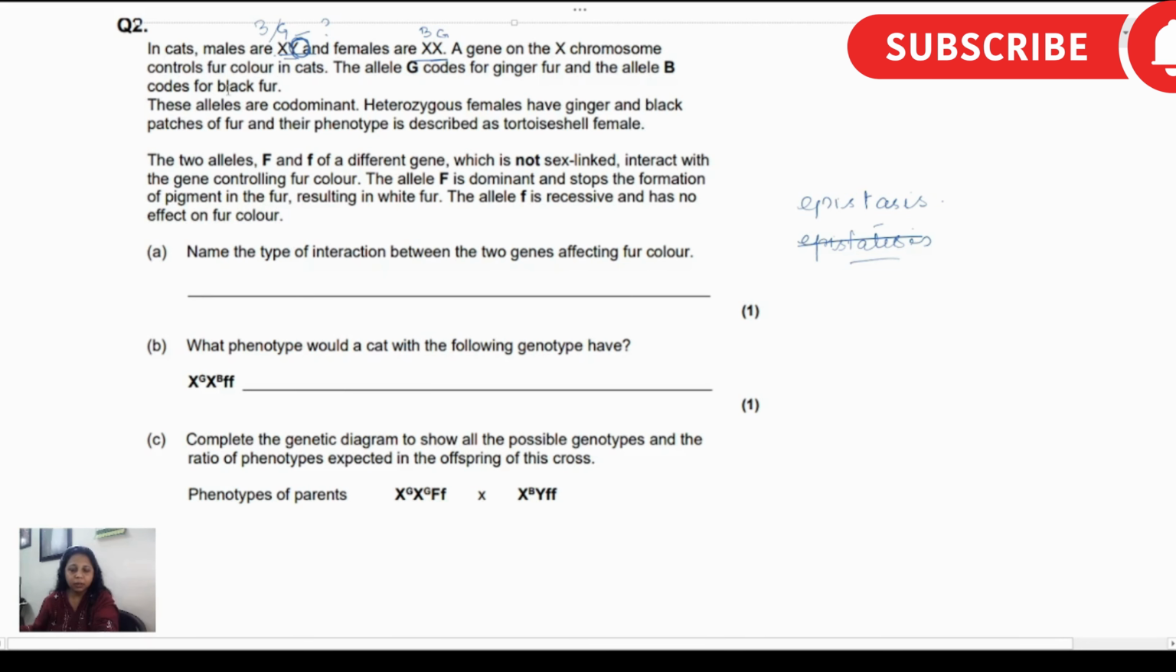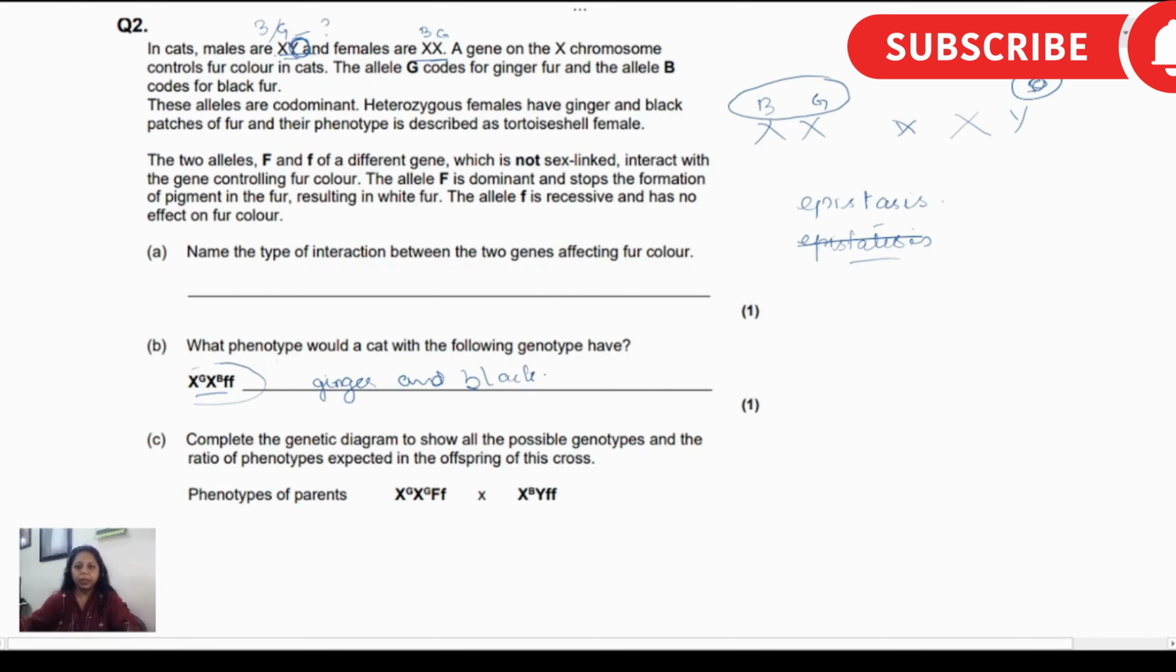Why is there an X? Wait. Okay. Yes, it's XY and XX. So this B and G are present on X, not on Y. This would be like O. Nothing would be present. So they are asking what phenotype. It's a female, definitely. It's XX. It would be female, but what color? Both ginger and black. And would there be white fur? No, because it's small f.